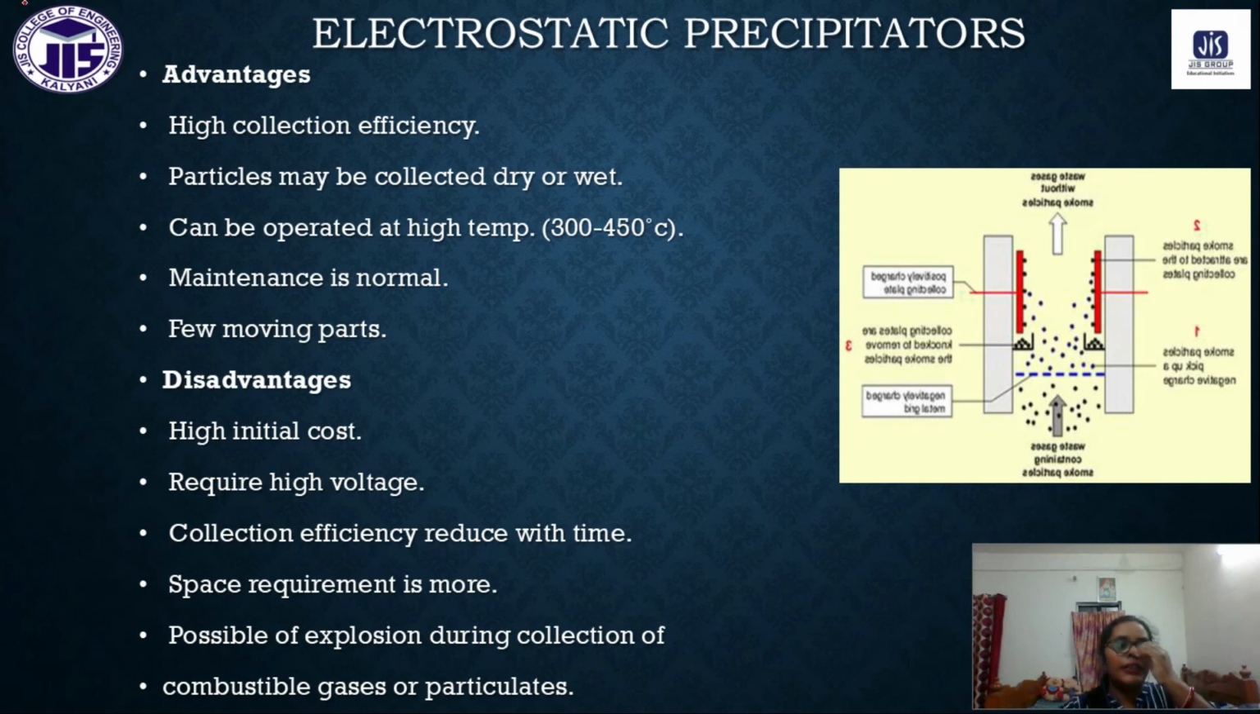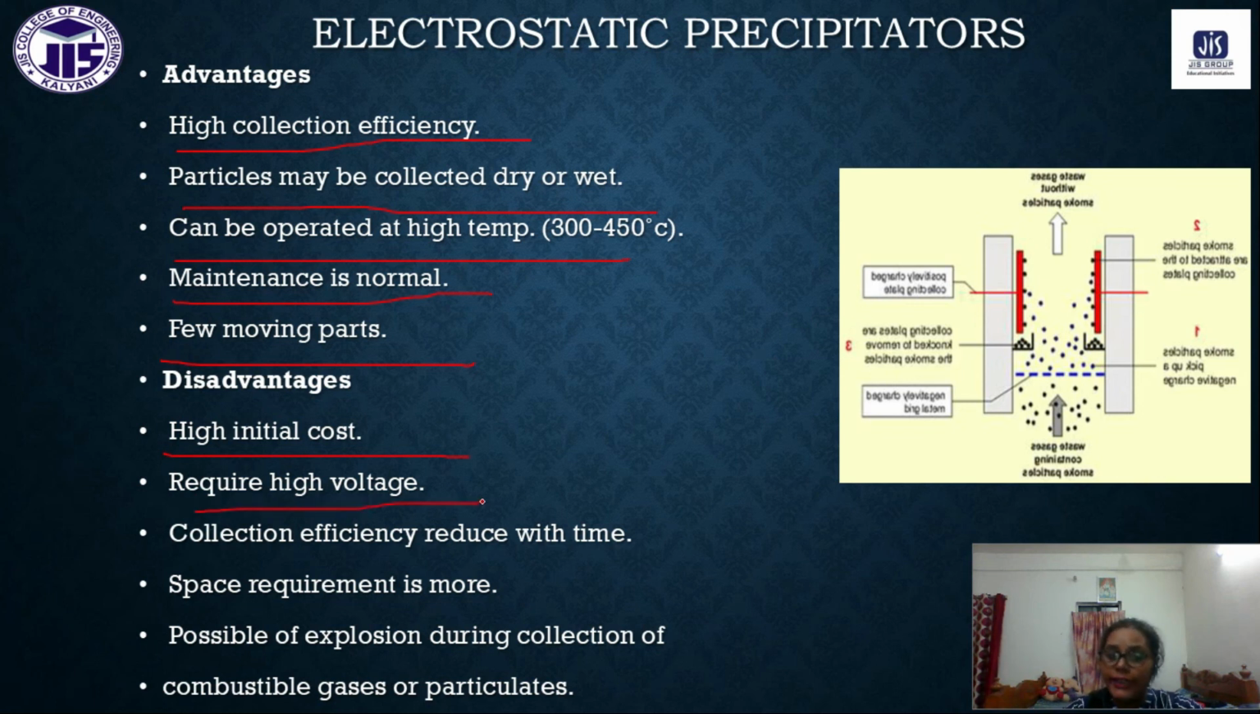So these are some of the advantages and disadvantages we have. What are the advantages? High collection efficiency, particles may be collected dry or wet, it can be operated at high temperature, maintenance is normal, and few moving parts we have. And what are the disadvantages? High initial cost, this is very expensive, okay.